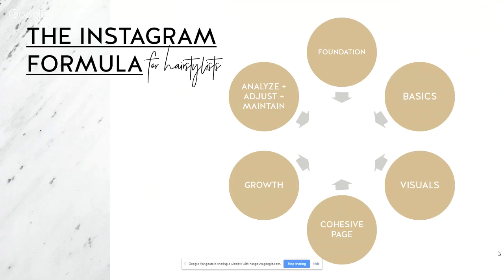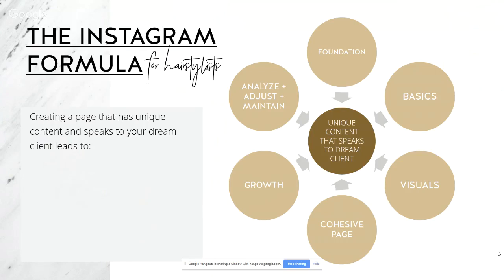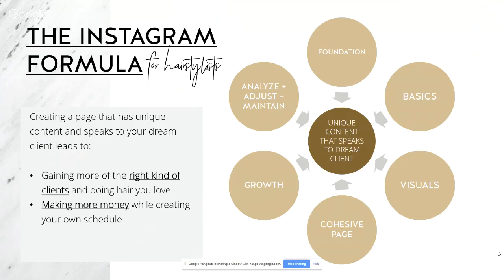And all of these steps of the formula lead us to unique content that speaks to our dream client. So you guys can see how every one of these steps points in and leads to having a page that is unique and speaks to our dream client. And by having a page that is unique and speaks to our dream client, it can lead to gaining more of the right kind of clients while doing hair you love, making more money while creating your own schedule, and last but not least, being able to design your business and life around what you want. So I just think that this is so cool. And again, going back to what you want, analyzing what you want and really creating your life around it, which is so cool. So this is the Instagram formula.